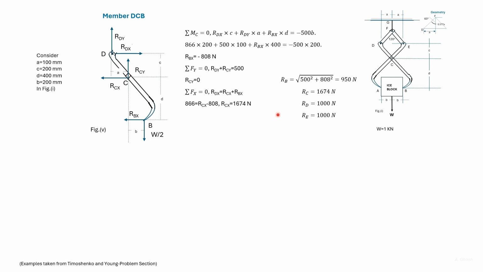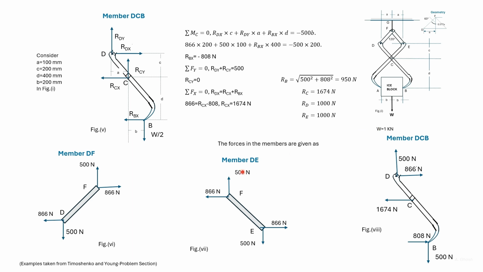From the vertical and the horizontal components, we can find out the forces in B, C, D, and E. The members DF, FE, and DCB are given here with all the forces acting on them, and we can see that the members are in equilibrium.